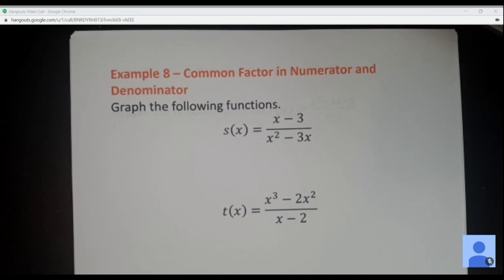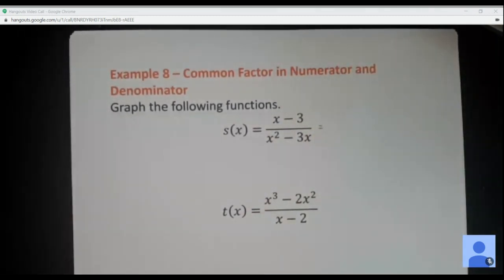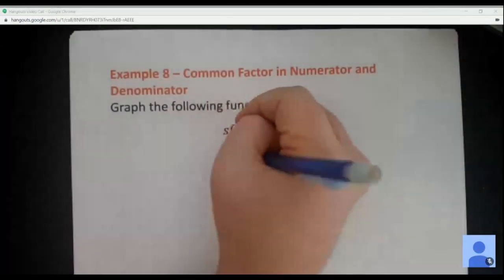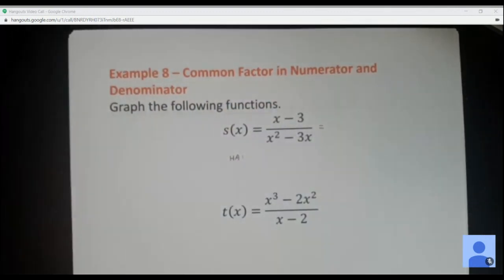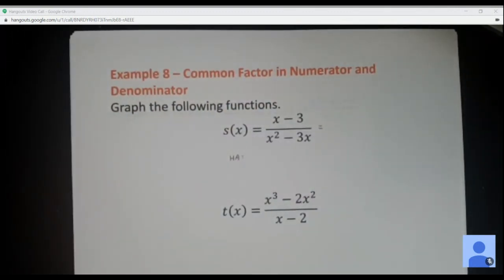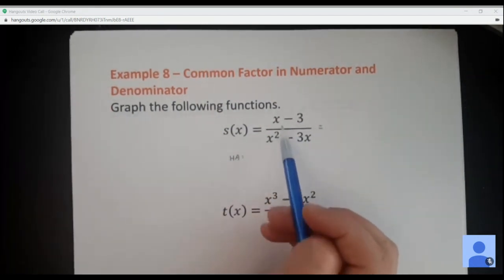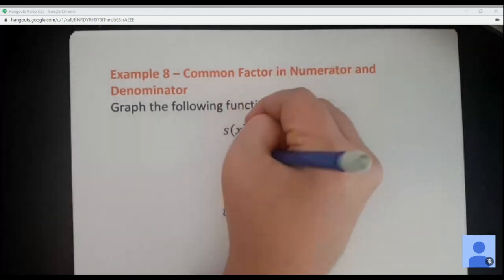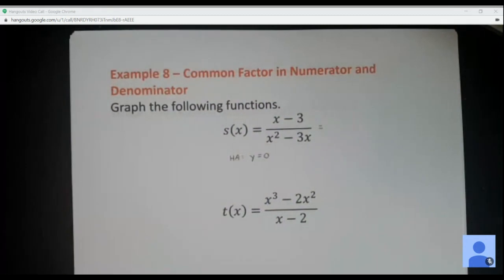So if we take a look at the S of X function, first off, what would be our horizontal asymptote for that one? Good. All right, so since we have x to the first power in the numerator, we have x squared in the denominator. 1 is smaller than 2, so this is automatically just going to be y equals 0 for the horizontal asymptote. Now, to find the vertical, remember we need to factor first, right?